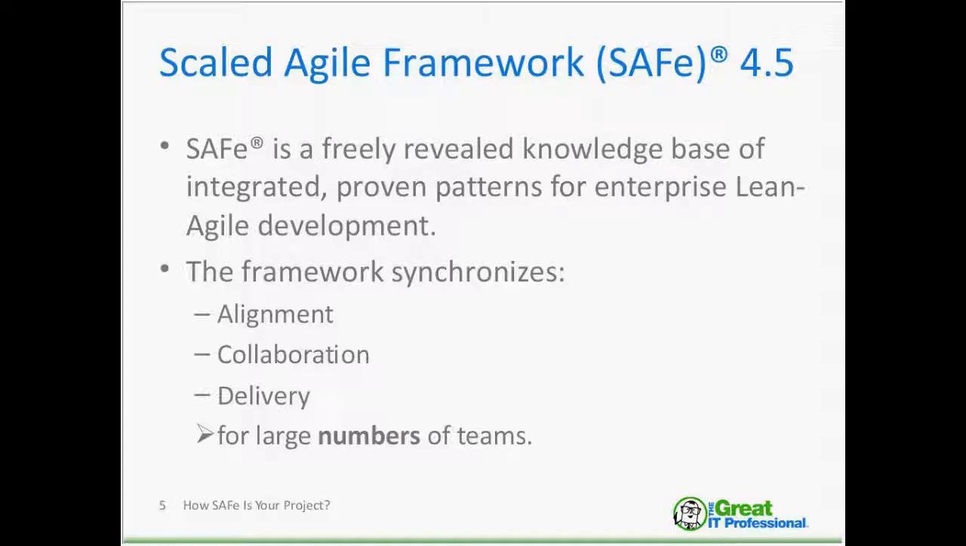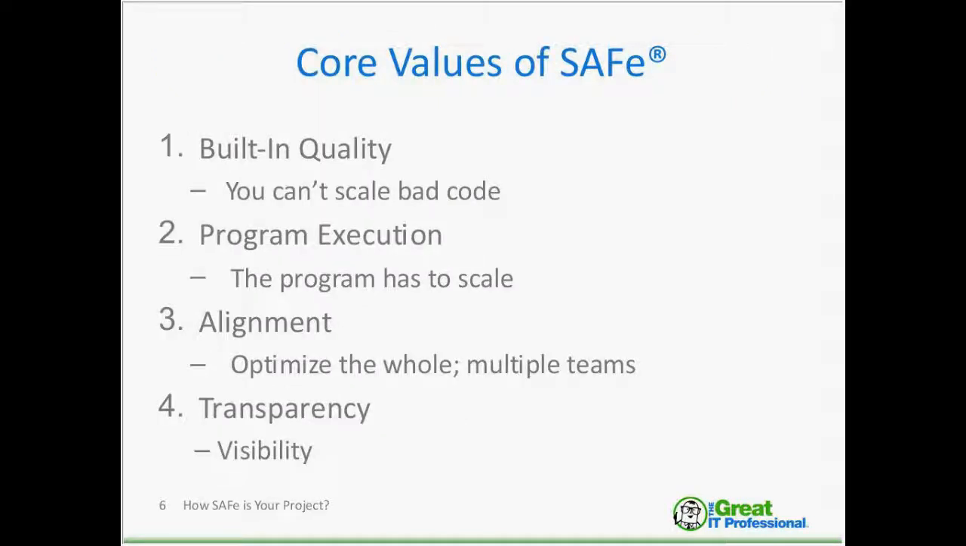The four core values of SAFe. These are the values that the framework supports and uses to implement its processes and practices. They are called alignment, built-in quality, transparency, and program execution. These are the fundamental beliefs that make SAFe effective, and they are like guiding principles that you are expected to utilize so that it dictates how you behave. The behavior and the actions of everyone who participates in SAFe.